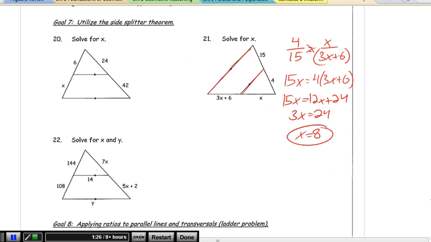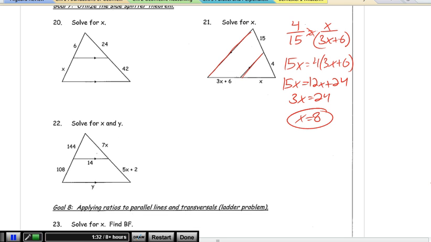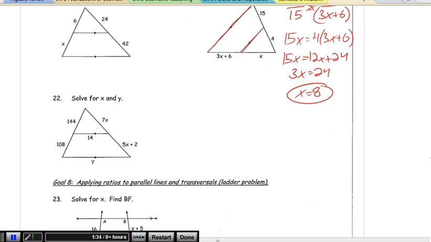Now notice how I didn't use the base in either of them, just sides. I'm going to look at 22 as well. In 22, we have a little bit something different going on. Base, base. So, we can go ahead and set up to solve for x first. So we have 144 over 108, sides over sides, equal to 7x over 5x plus 2. Those are sides as well.